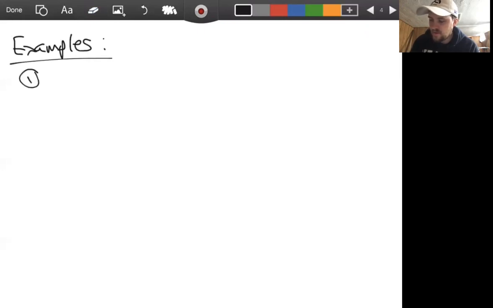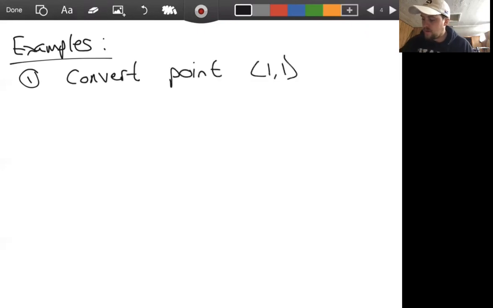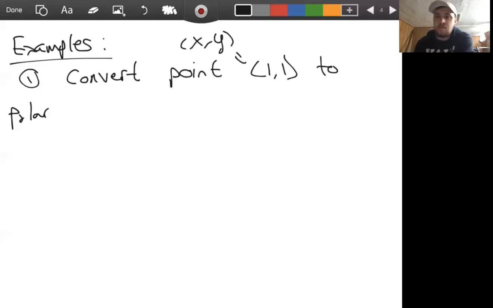So here's the first one. Let's convert the point (1, 1) to polar coordinates. Maybe I should say, let's convert the point xy equals (1, 1), to specify that we're in Cartesian coordinates. Let's convert the point xy equals (1, 1) to polar coordinates. Okay.